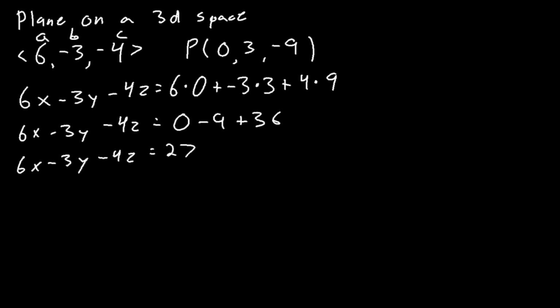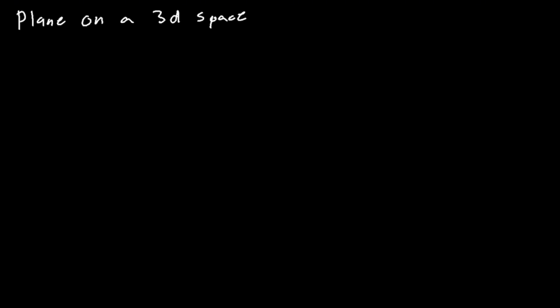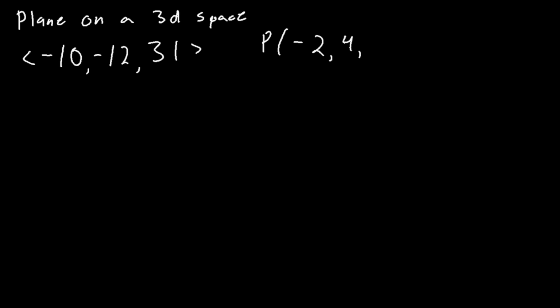Hopefully you got that right. Just do one more problem. Okay. Let's say the normal vector is, let's do a bigger number, -10, -12, and 31. I don't know. And let's say a point on this is, let's call it point P. Point on this plane is -2, 4, 6. So go ahead and solve for the equation of this plane.